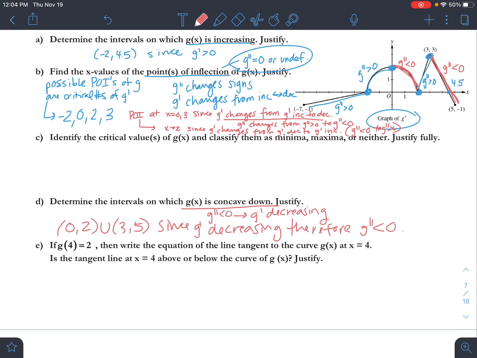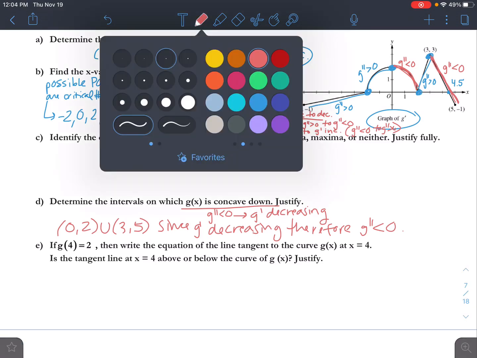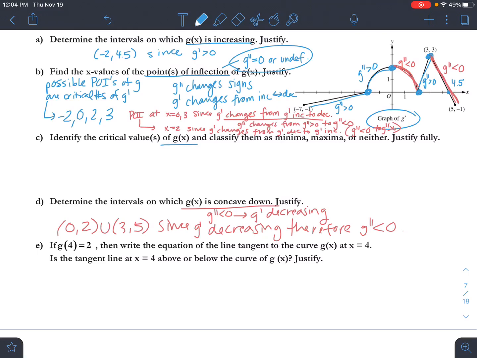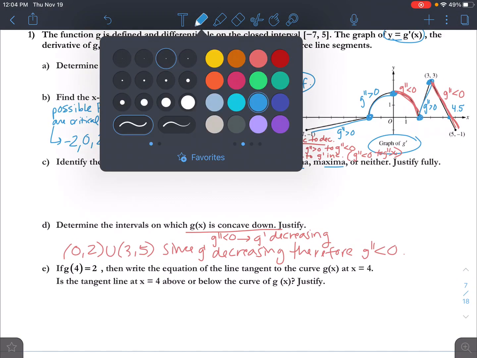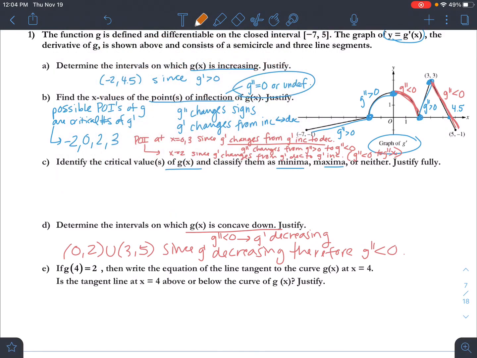Okay, so last two things we're going to talk about are tangent lines and critical values like max, min, and neither. So this should be a review right here. Take a look at identifying the critical values, classify as min, max, or neither. I want you to take a step back and think about what are max, min, and critical points for a G prime graph. Those are your x-intercepts, right?